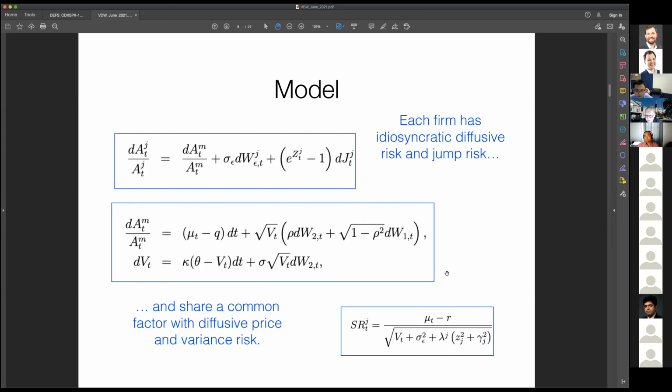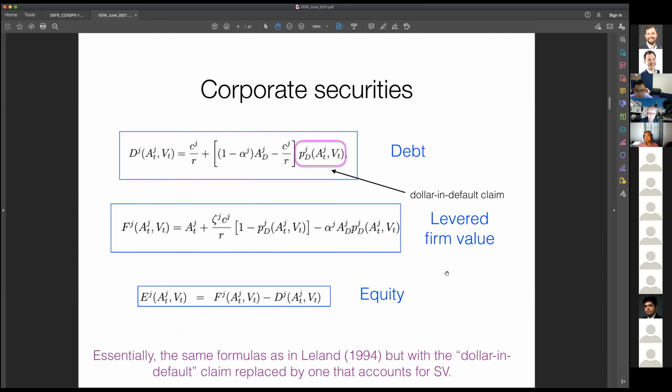And what do we do with this? Well, once you have this, you can price most things. Just to give you a flavor, if you're familiar with the Leland model, these are the formulas in the Leland paper from '94. The only thing you really need to do is to pull out the value of the dollar in default claim, this Arrow-Debreu security that pays off 1 whenever the firm defaults, and replace the particular form you have in the Leland paper by whatever comes out of our model.